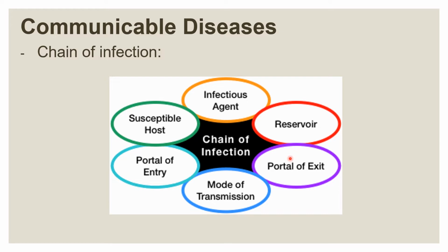Okay, so if you're a human being that is considered a reservoir, you harbor that causative agent, for example tuberculosis. So you can transmit tuberculosis. The portal of exit of the causative agent for tuberculosis would be your respiratory system. So it would have to exit through your mouth, through your nose. So when you cough and you don't cover it, it will exit.